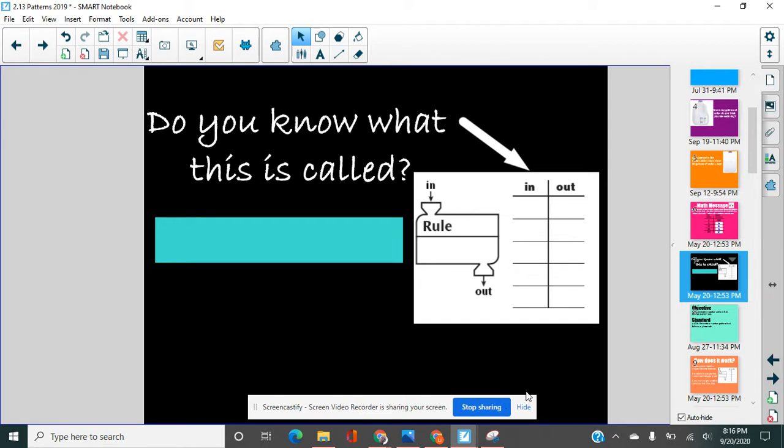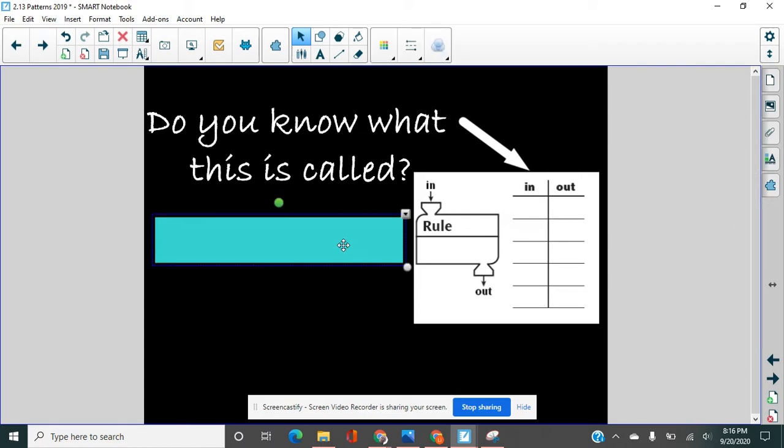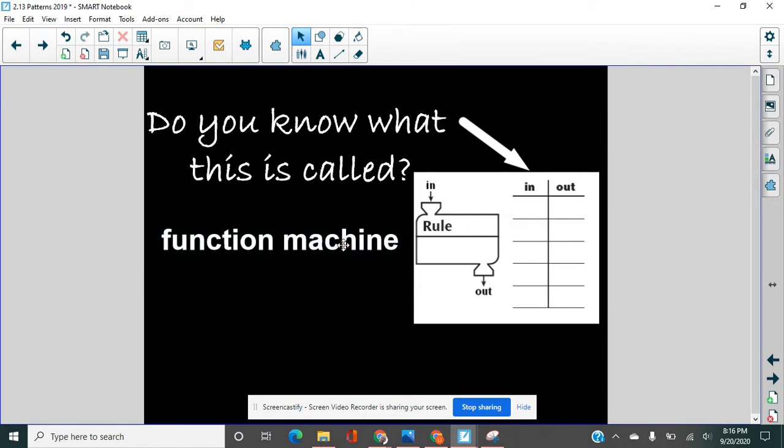Today, we are going to look at this guy right here. Now, some of you might have heard it called an in and out box before. Sometimes it's called a function machine. What's going to happen here is that we're going to have a rule, and then what goes in and what goes out.